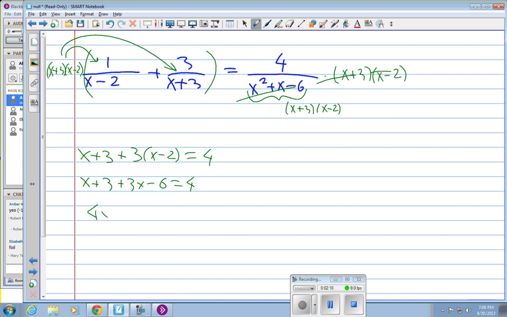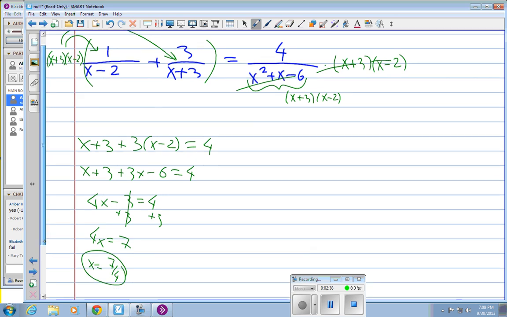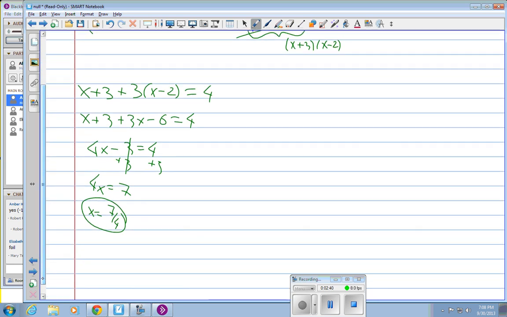So it's 4x minus 3 equals 4. Is that right? When you combine like terms. So add 3 to both sides. 4x equals 7. So x equals 7/4, right? And since 7/4 does not turn any of those denominators into 0, we're done checking. We don't have to check any further. Just make sure your denominators stay happy, and we're done.